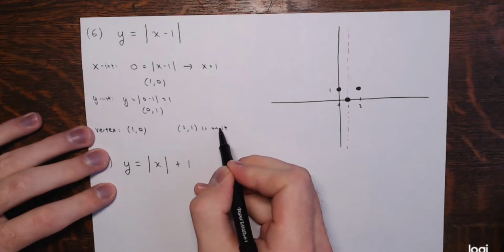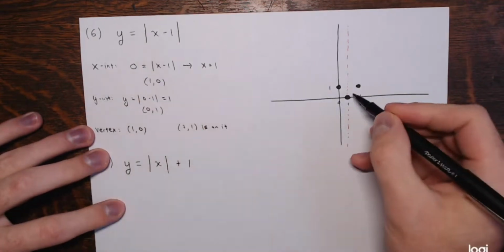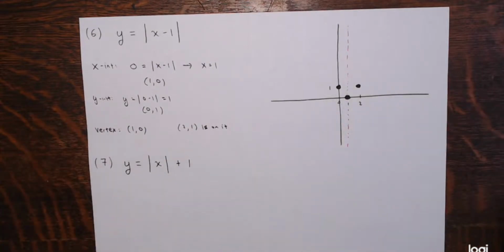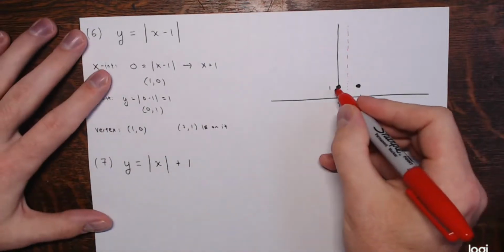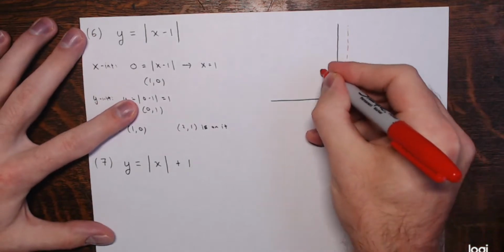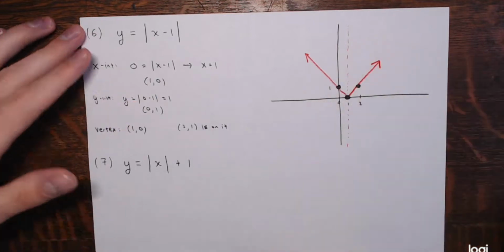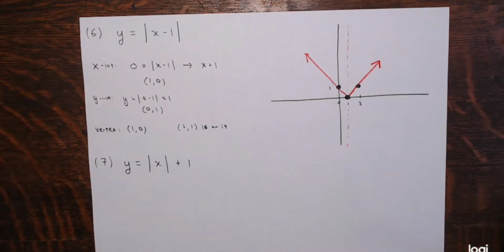Right? 2, 1 is on this graph. Plug in 2 for x, you get 1 for y, and there you go. That's enough to graph it. You have a vertex, a point on the left, and a point on the right. You go from the vertex through the points on the left, and then draw a ray through the points on the right, and there's your graph. Yeah, that's it. And it can really be that quick.